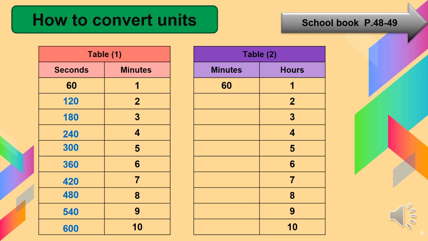Table 2, 1 hour equals 60 minutes. So we multiply 1 by 60 equals 60 minutes. What about 2? In the same way, it is the same table. So 2 times 60 equals 120. 3 times 60 equals 180. 4 times 60 equals 240, and so on for the rest of the table.